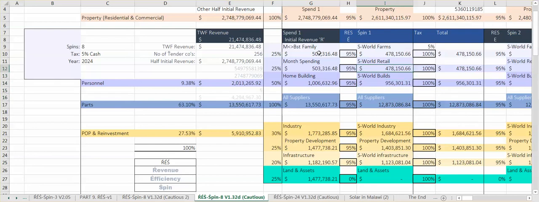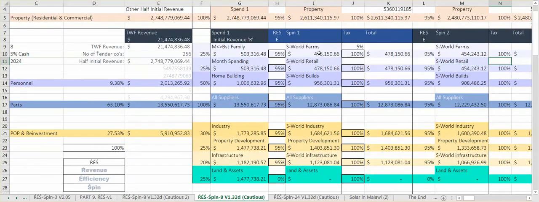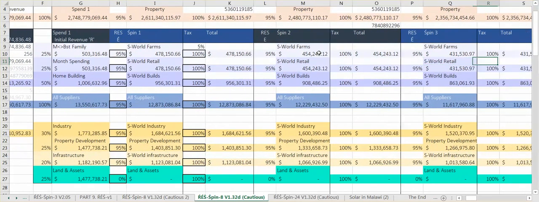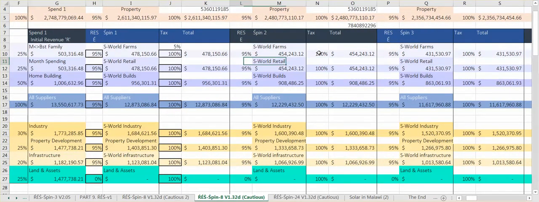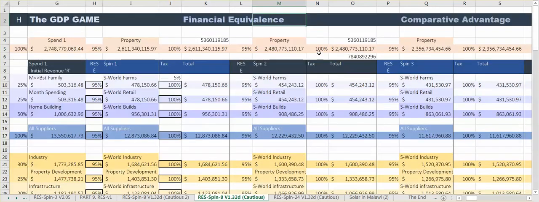Suppliers, farms, retail, home building. Okay, there we go. And taxes, 100%. And that tax is there. This is before I'd worked out tax symmetry, I'm pretty certain.